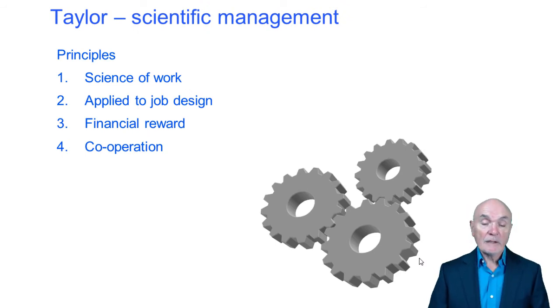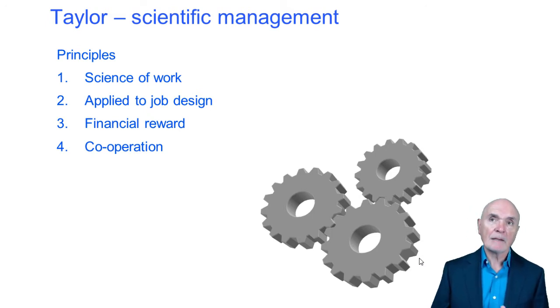Also associated really with the classical school was Taylor. Think of Taylor about 1900. He is associated with what was called scientific management. And again, getting back to this idea of there not really had been large industrial organizations.